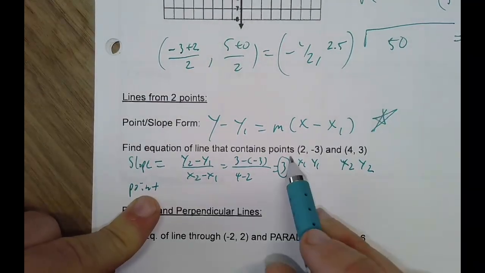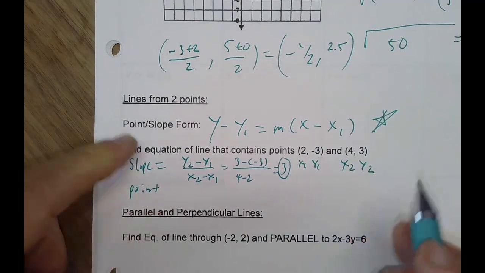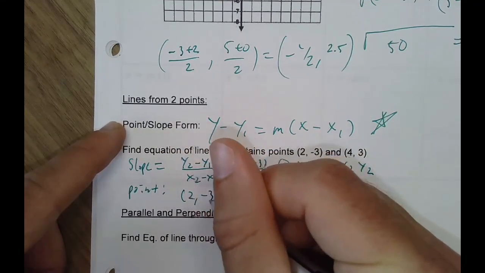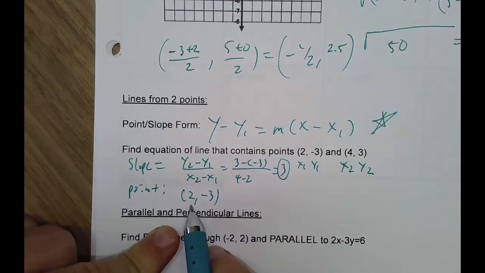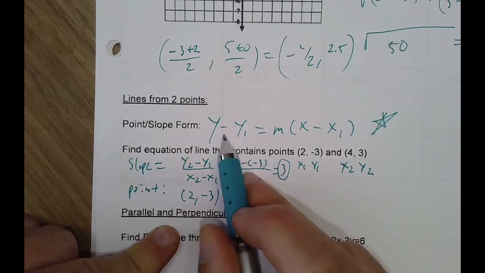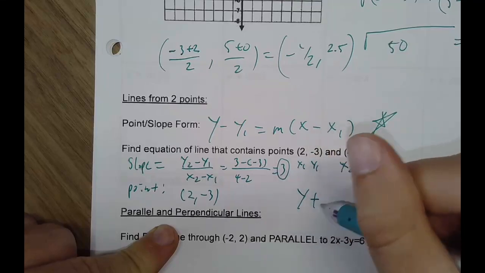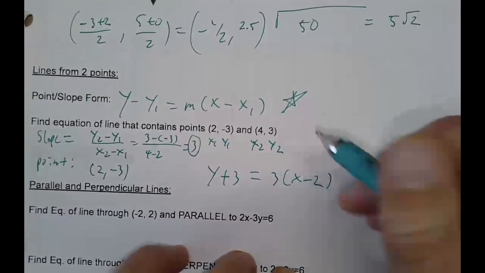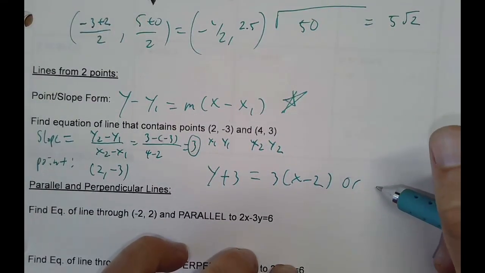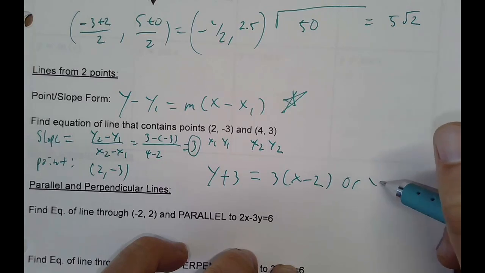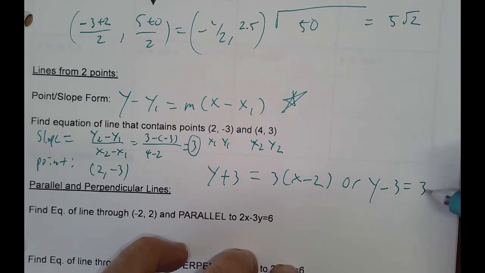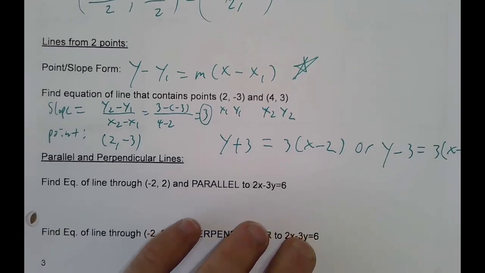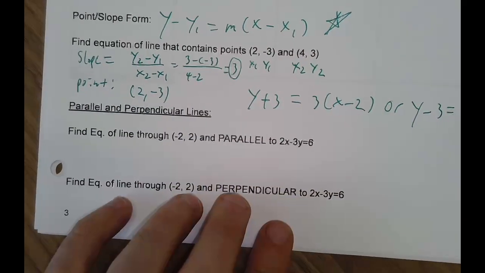And then a point, I can choose either one of these. Either one is fine. So let's go ahead and just choose (2, negative 3), because it's the first one. That's all I need. That's my x1, that's my y1, that's my m, and I plug into here. So it's going to be y plus 3 equals 3 times x minus 2. If you were like, no, I chose the coordinate (4, 3), that's fine too. You could also have written y minus 3 equals 3 times x minus 4. Either of those is fine. You don't need both, just either.